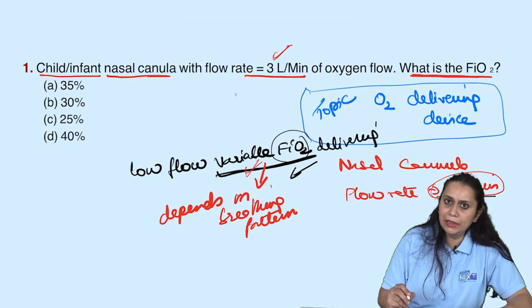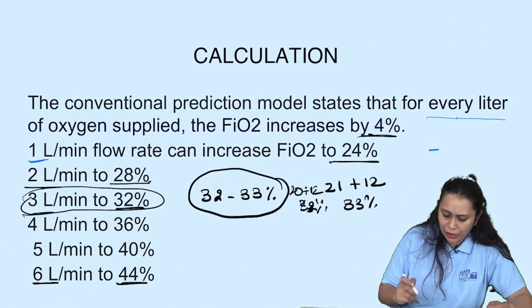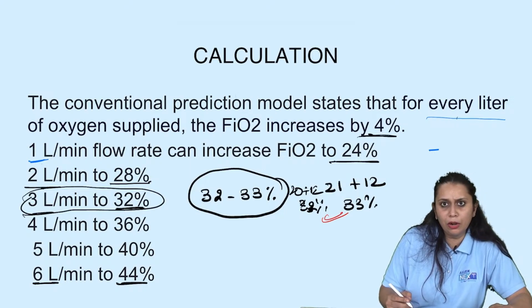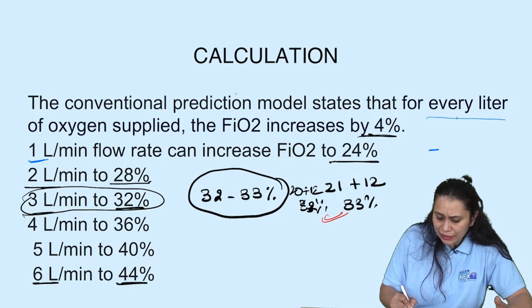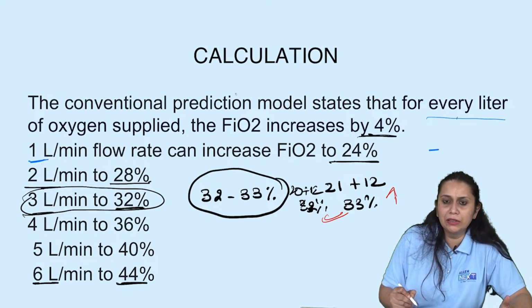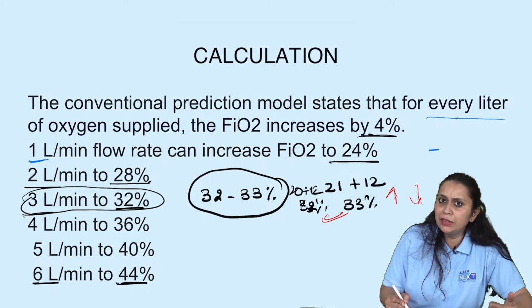But infants and children have a higher respiratory rate. So whether this calculated FiO2 will be achieved by them or not is a little subjective. It cannot be more than this 30 to 33%. It can be less than 30 to 33%. It depends upon the breathing pattern of the patient, but it cannot be more than 30 to 33%.